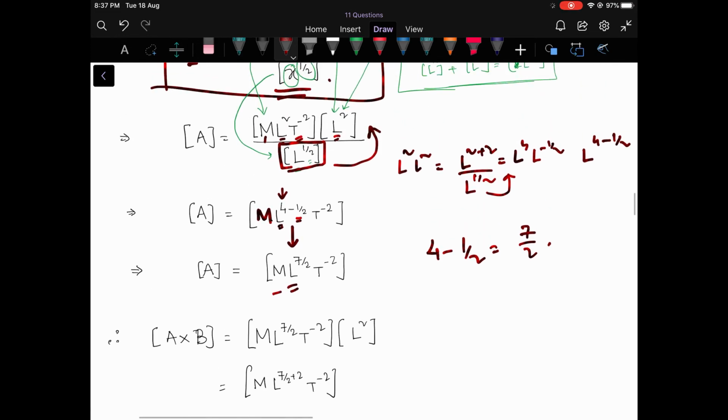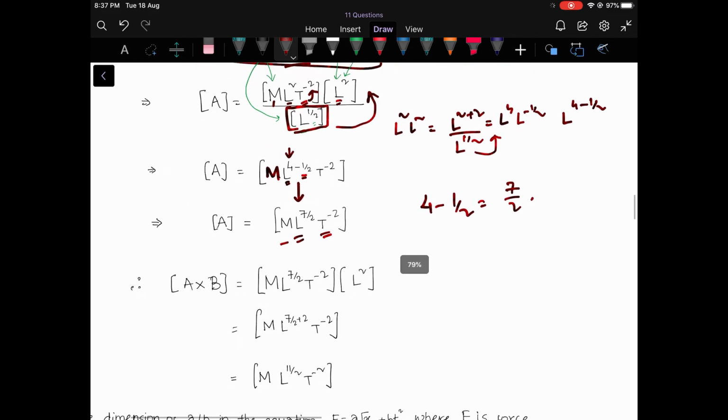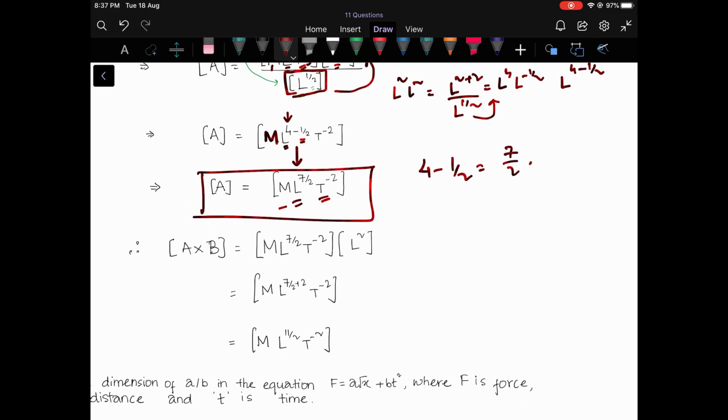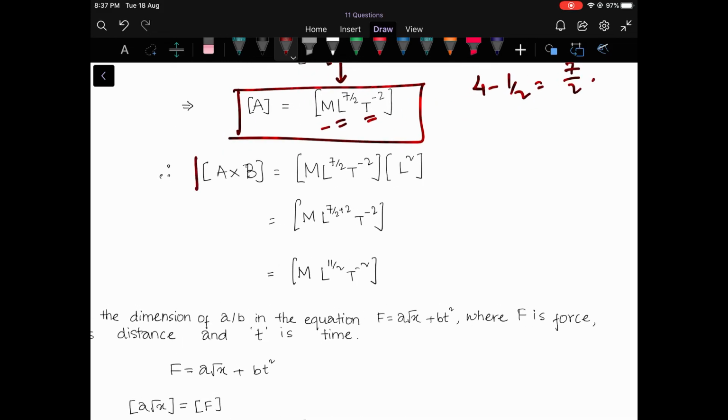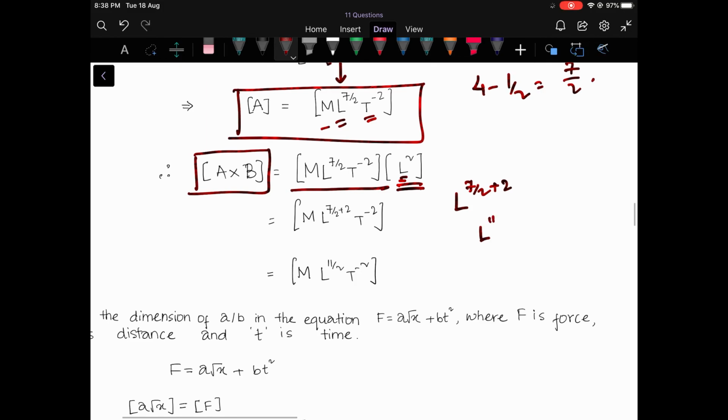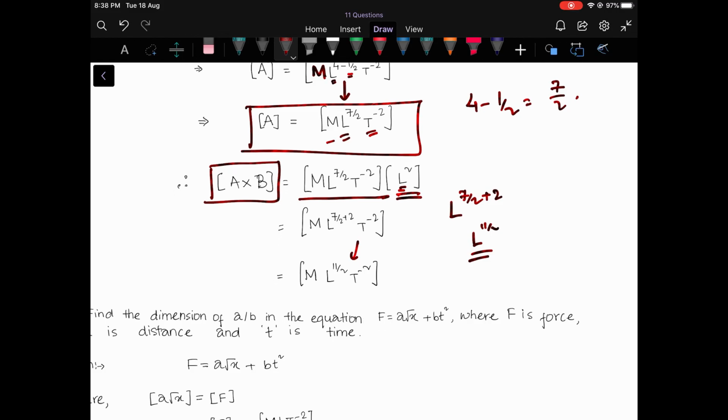Next, this T to the power minus 2 is still here, so we have got the dimension of A now. Now if you remember our question, the final part is to find the dimension of A times B. So I've written the dimension of A, I've written the dimension of B, which I've already got. We're simply now going to write L to the power 7 by 2 times this L square, so that we now get 11 by 2 as the power of L. So see, we have got the dimension of A times B.